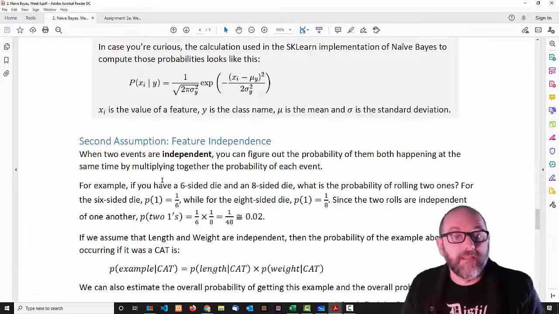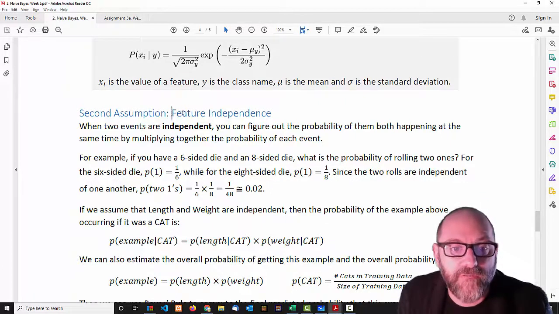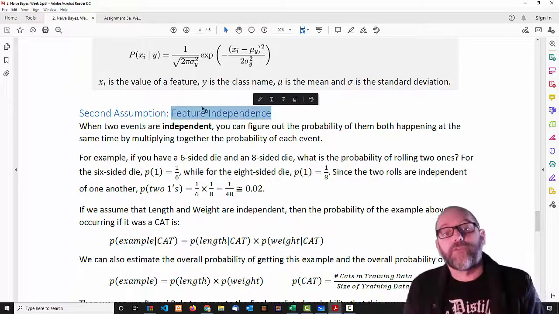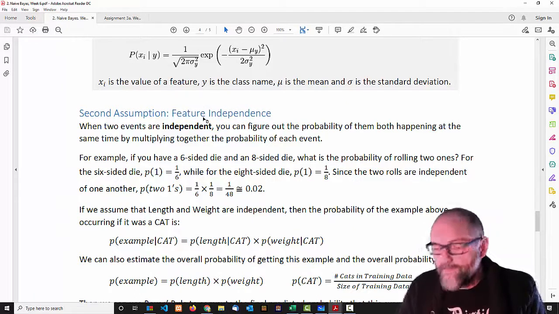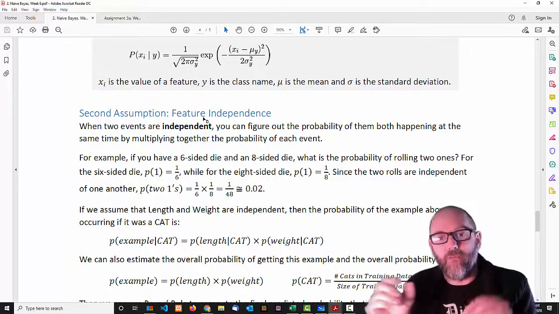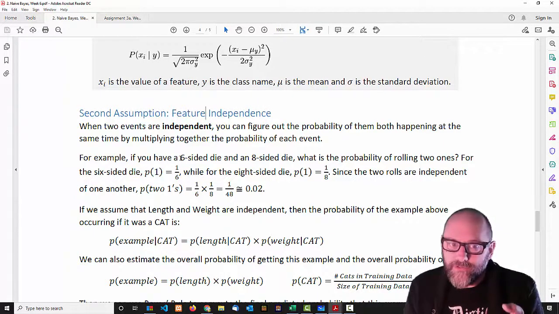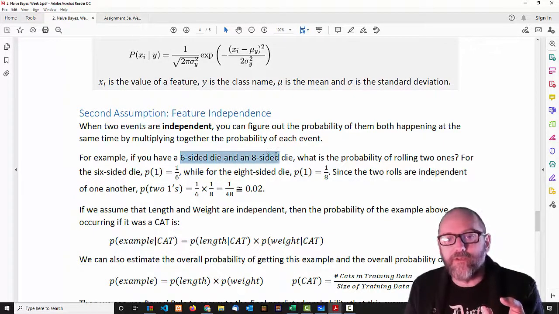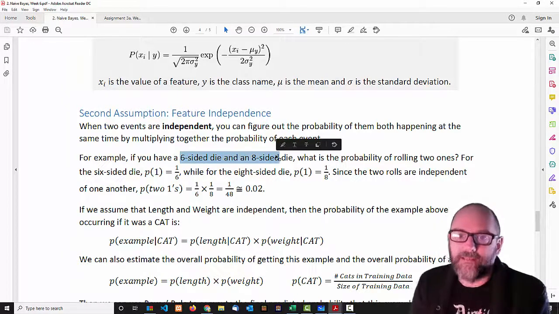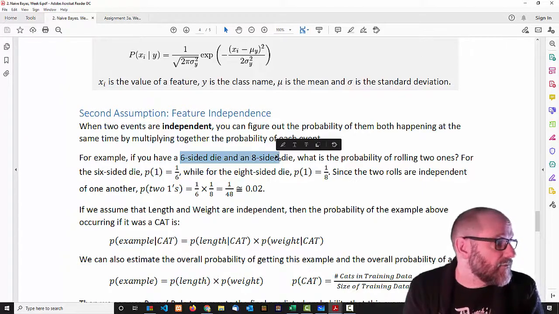So that brings us to the second assumption, and this is the one that gives naive Bayes its name, the assumption of feature independence. So what does that mean? You've probably met this idea before. When two probabilistic events are independent, it means that one has no effect on the other. The best example is random number generators, like dice. The example I give here is you have a 6-sided die and an 8-sided die, and you roll them together. What's the probability of getting 2 ones?